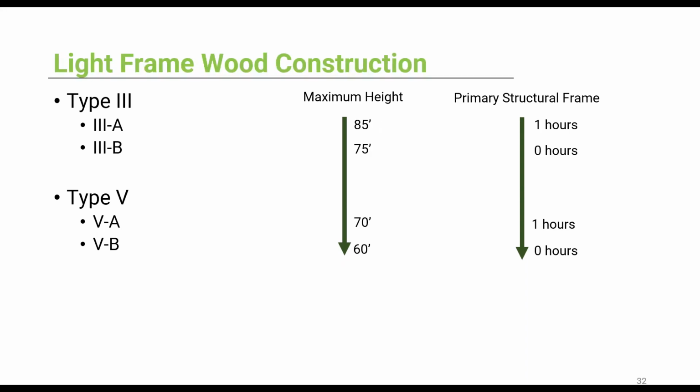Type 3 construction is often used for multifamily light frame buildings, but given the height and area requirements you can see on the screen, larger light frame and post and beam structures can use type 3 construction. Type 5B is becoming a little bit more popular as a cost-effective way to create office buildings with a little bit more industrial feel.